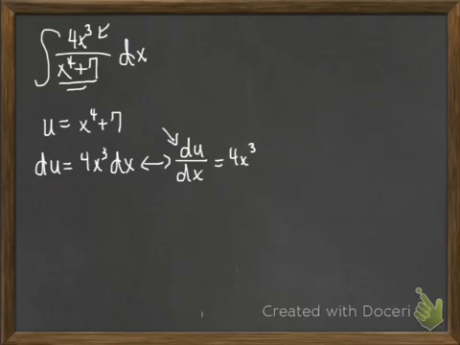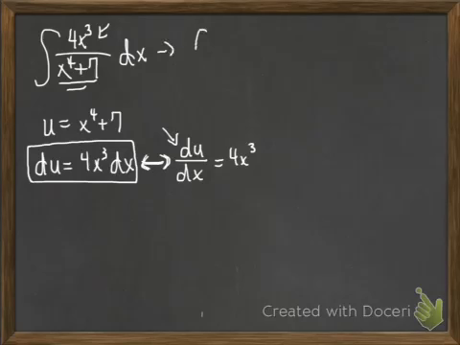If you want to get du by itself, all you do is multiply dx on both sides, so you can move the dx over. But these two are basically the same thing. It's just that we're writing it in a differential form so we can use U-substitution properly.